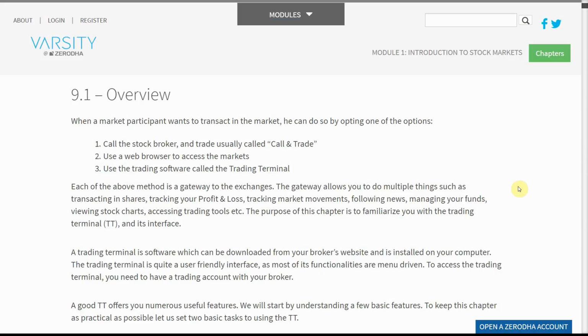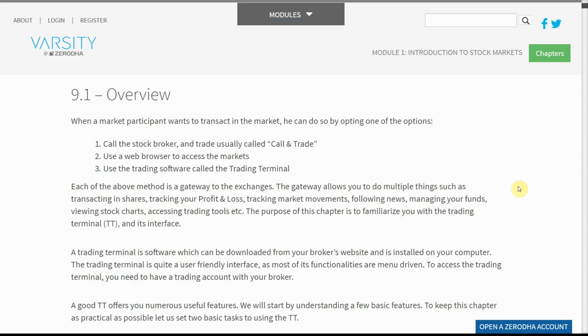The gateway allows you to do multiple things such as transacting in shares, tracking your profit and loss, tracking market movements, following news, managing your funds, viewing stock charts, accessing trading tools, etc. The purpose of this chapter is to familiarize you with the Trading Terminal (TT) and its interface.